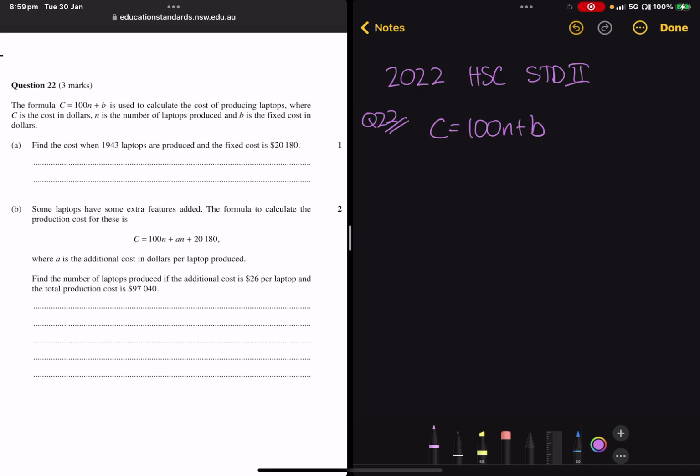Find the cost when 1,943 laptops are produced, and the fixed cost is $20,180. So the cost is going to be 100 times the number, that's 1943, plus the fixed cost, which is 20,180. So we can put this in our calculator. We're going to get 100 times 1943 plus 20,180. This gives us 214,480. So this is $214,480.